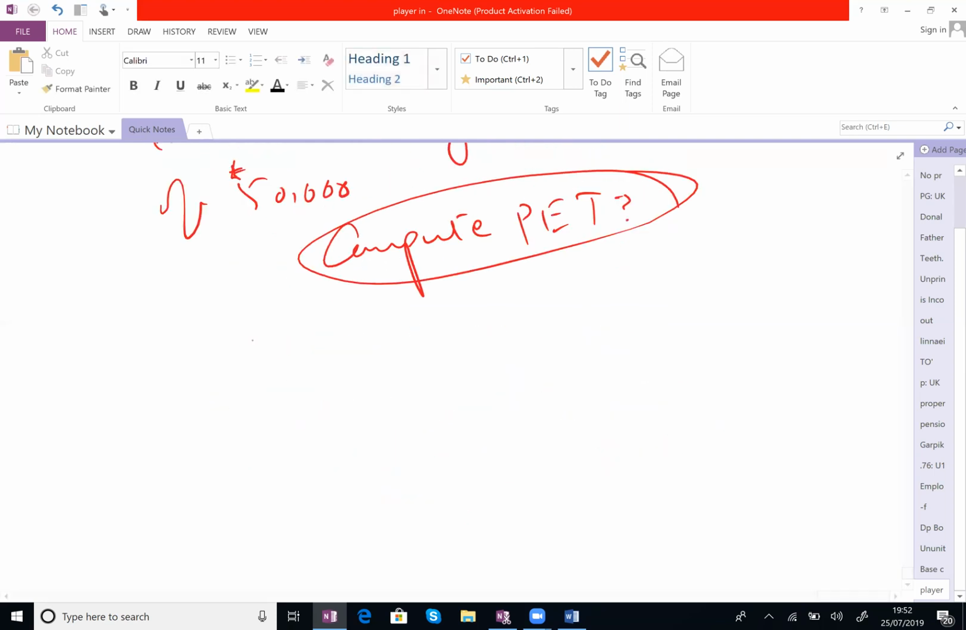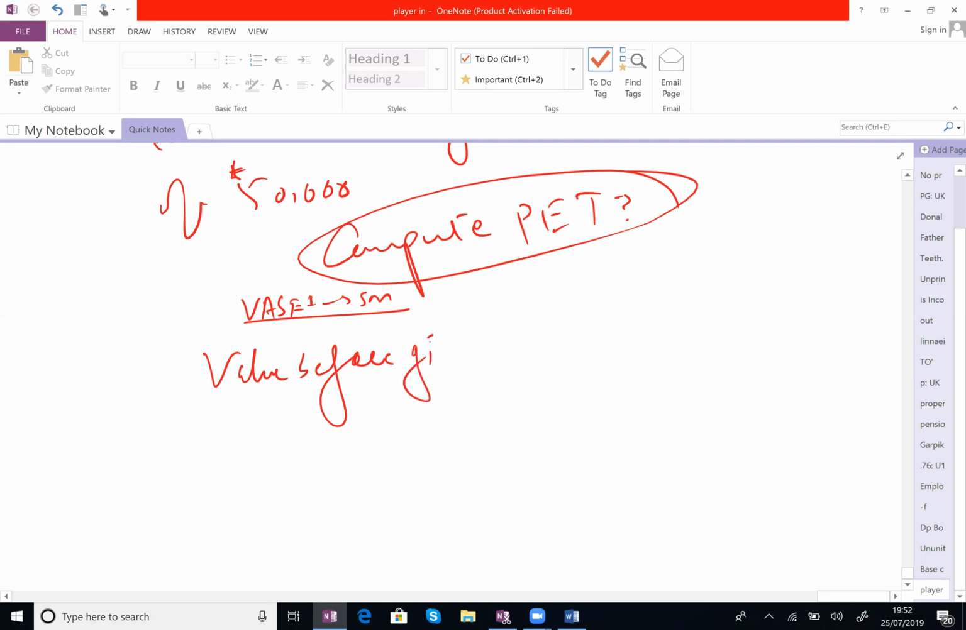So now you are Mr. A, the donor. Tell me the value before the gift. You are gifting vase 1 to your son. That is a PET. Before gifting vase number 1 to your son, how many vases do you have? 5 vases, and the 5 vases have a value of 6 lakhs.